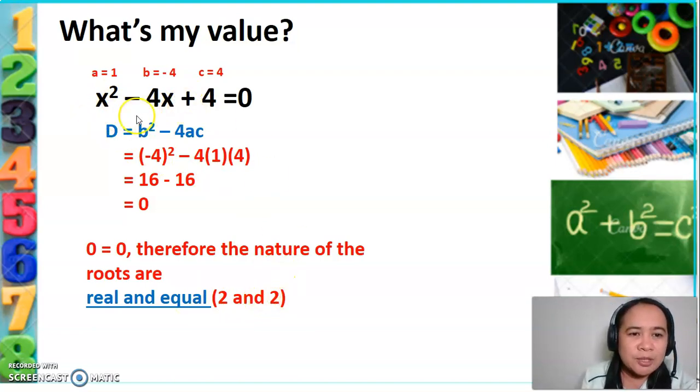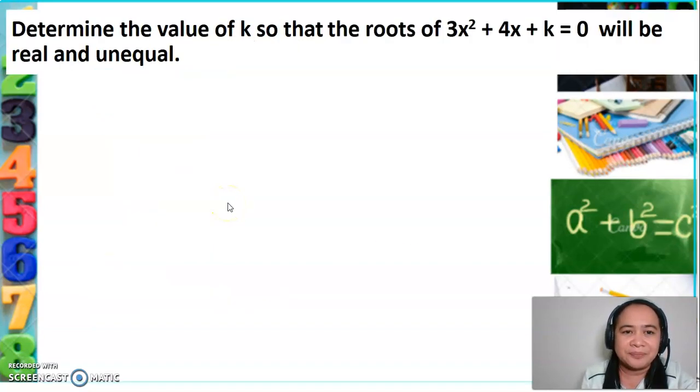Now look closely at the given quadratic equation. This is actually a perfect square trinomial. Therefore, the discriminant value for perfect square trinomials is actually 0. Now, let's have another example.